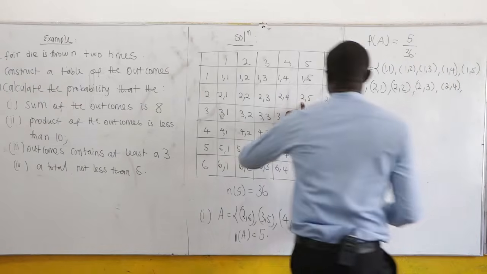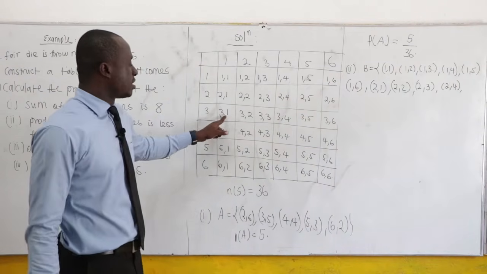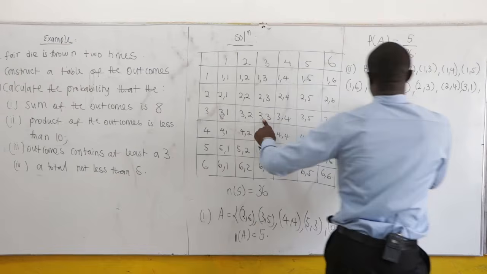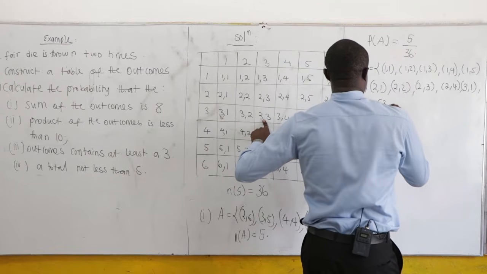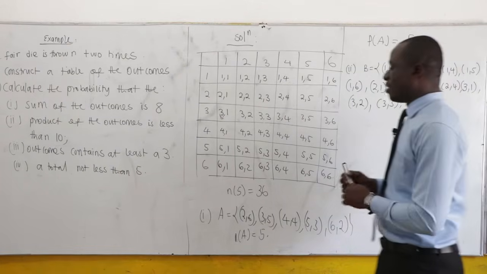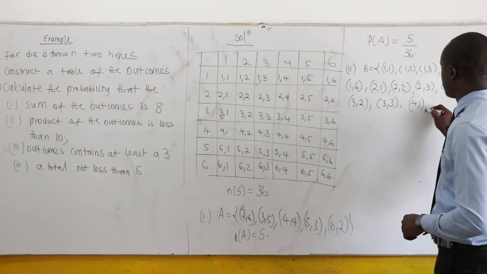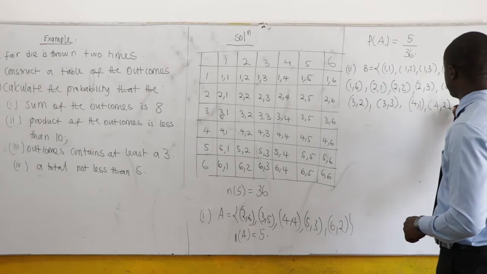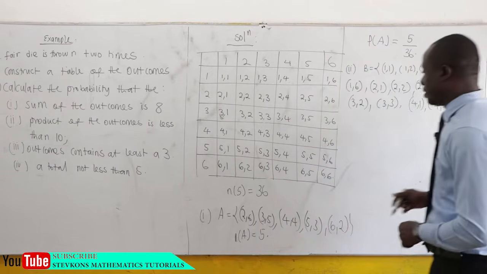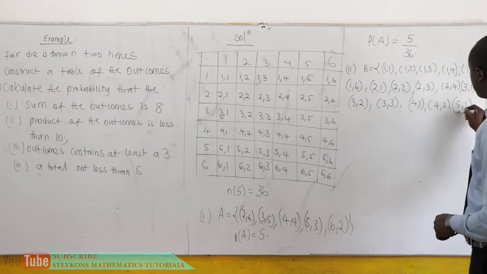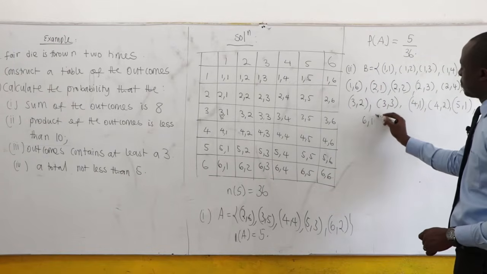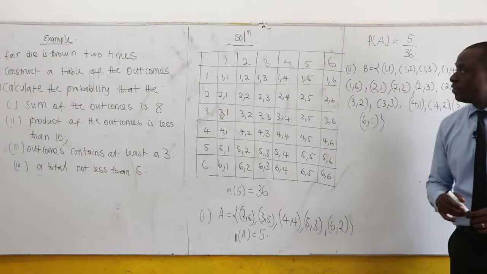2, 4 is part. 2, 5 is not part. Now 3, 1 is part, 3, 2 is part, 3, 3 is part. So we have 3, 1, 3, 2, 3, 3. 3, 4 is not part, because 3 times 4 will give us 12. It should be less than 10. 4, 1 is part. 4, 2 is part. 4, 3 is not part. 4 times 3 will give us 12. 4, 4 is not part. Now 5 times 1 is part. 5 times 2 is not part. 6 times 1 is part. So these are the possible events.